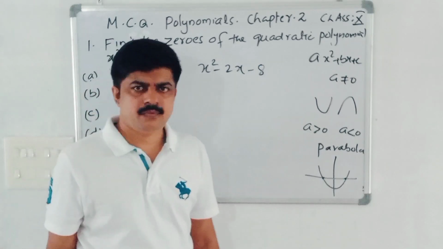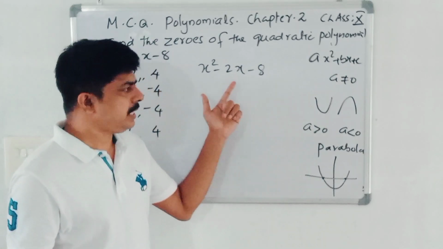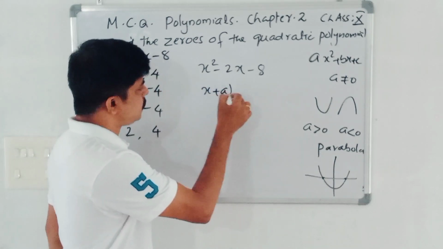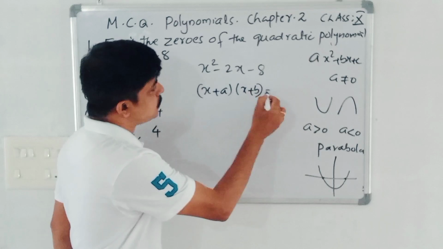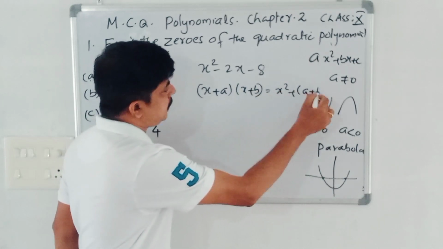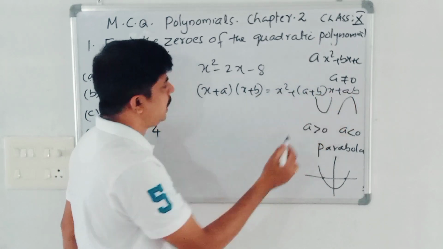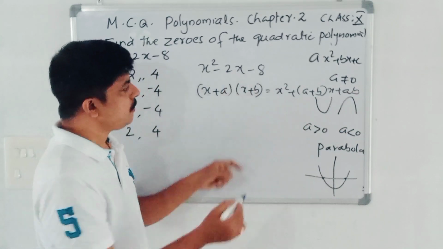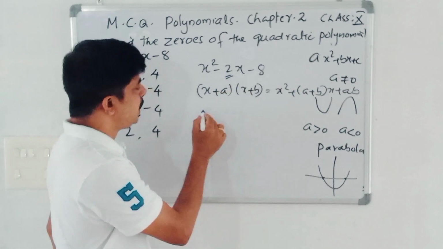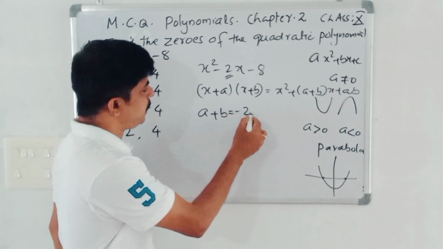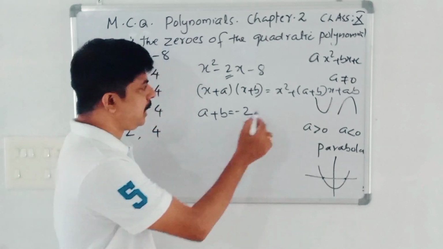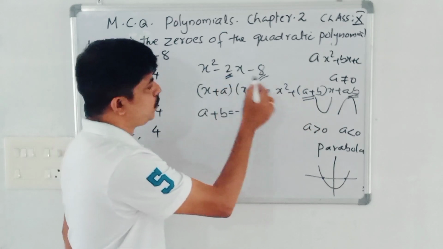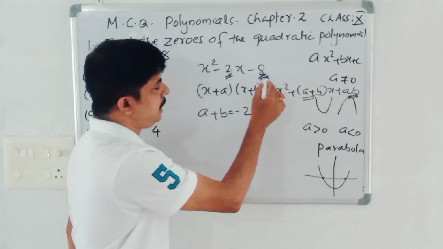This can be factorized by using the identity x plus a, x plus b. We know that x plus a into x plus b is equal to x square plus a plus b into x plus ab. Just compare this expression and this expression. This identity you compare with this expression. We have to think of two numbers whose sum is negative 2 and their product is negative 8. Sum of two numbers negative 2, at the same time their product must be negative 8.